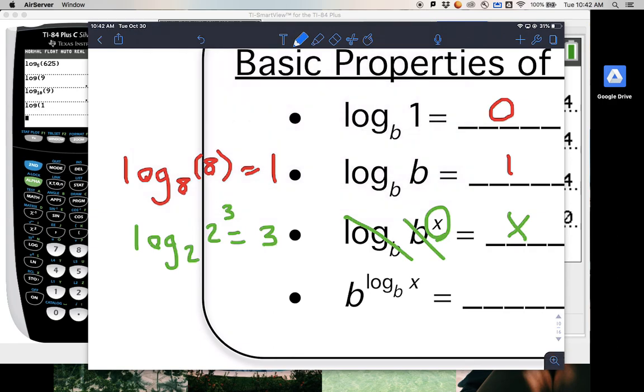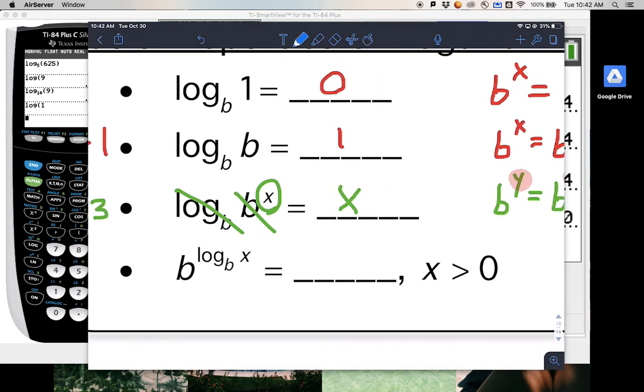Okay, and then the last one, this one's kind of a weird one here. So this one's actually in exponential form here. You have b raised to this log right here. So it's a little strange here. So what we're going to do in this case is rewrite this in log form.